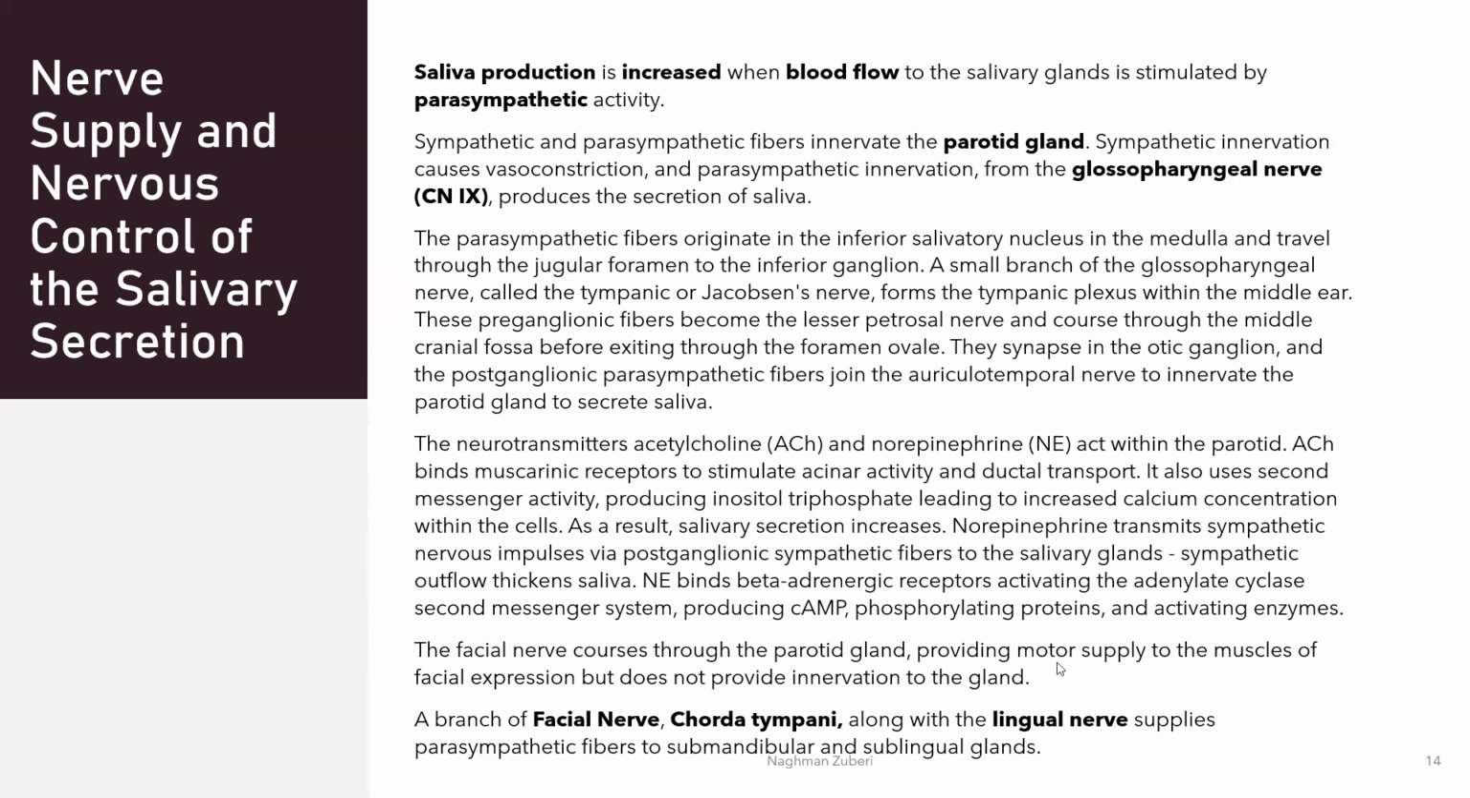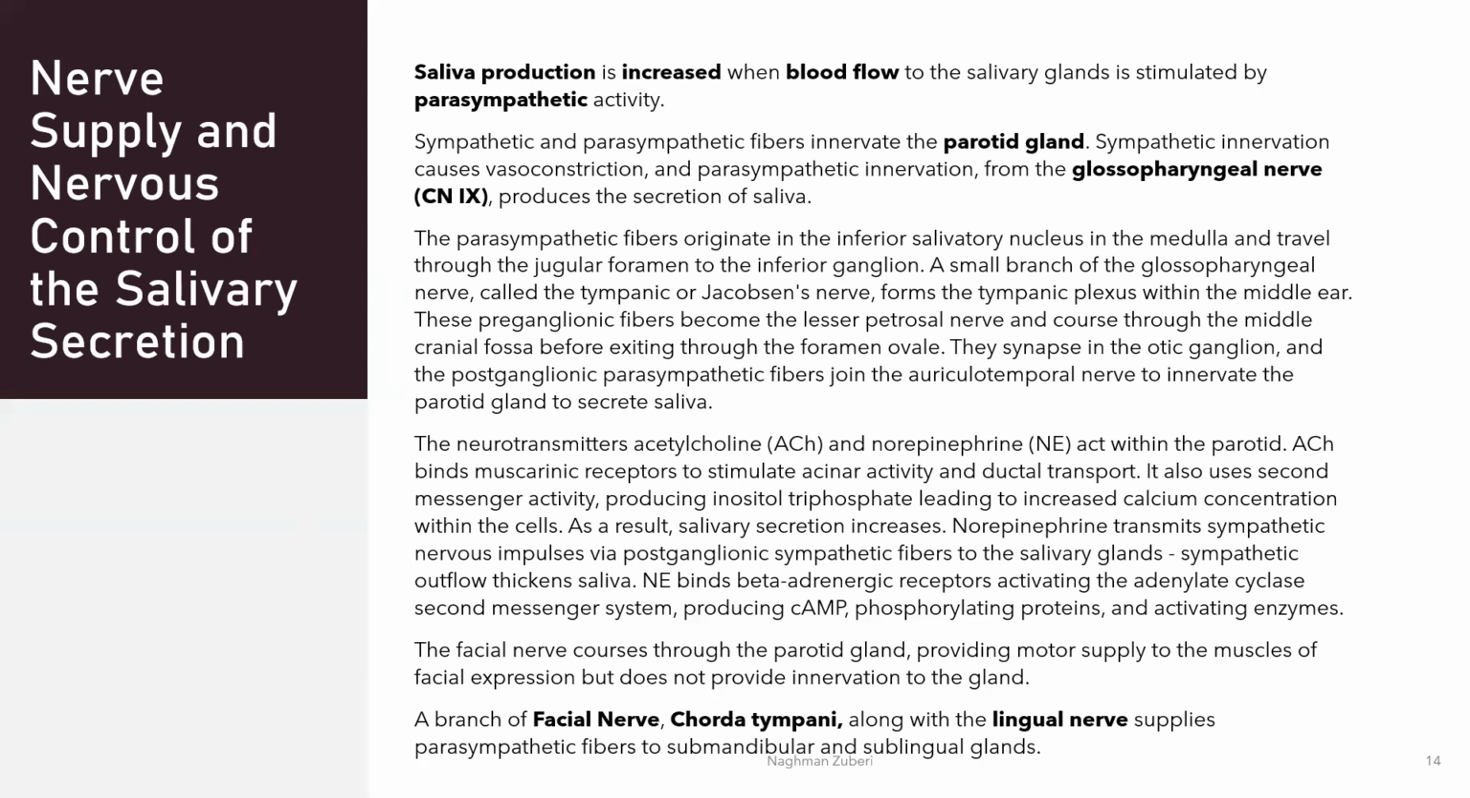They synapse in the otic ganglion, and the postganglionic parasympathetic fibers join the auriculotemporal nerve to innervate the parotid gland and to secrete the saliva. The neurotransmitters acetylcholine and norepinephrine act within the parotid. Acetylcholine binds muscarinic receptors to stimulate the acinar activity and ductal transport. It also uses second messenger activity producing inositol triphosphate, leading to increased calcium concentration within these cells. As a result, salivary secretion increases.